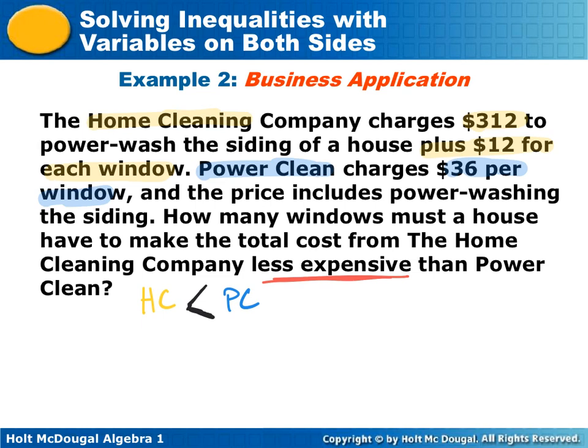So home cleaning company was here in yellow. They charge you $312 plus $12 per window. So we know it's going to be $312 plus 12, but do we know how many windows? No. So we want to call it X. And that is going to be less than the power cleaning company, which is simply what? PC. But what does PC charge? 36 per window. And then is there any additional charge for any of the siding? No. So you've just set up your equation right here.